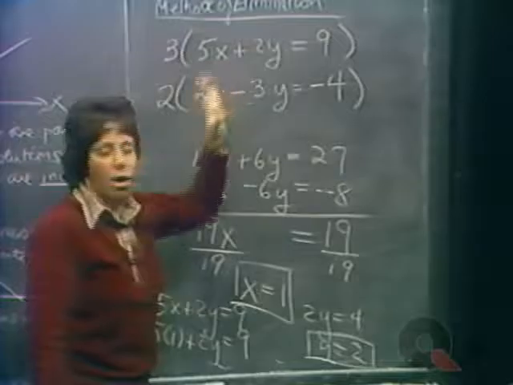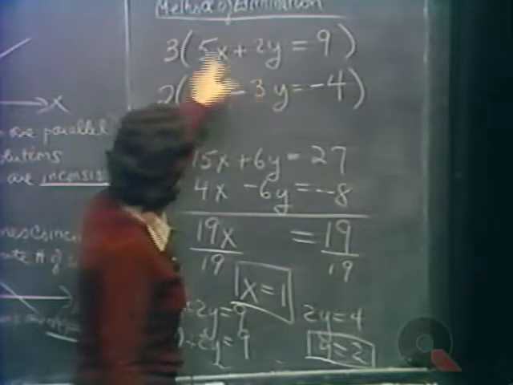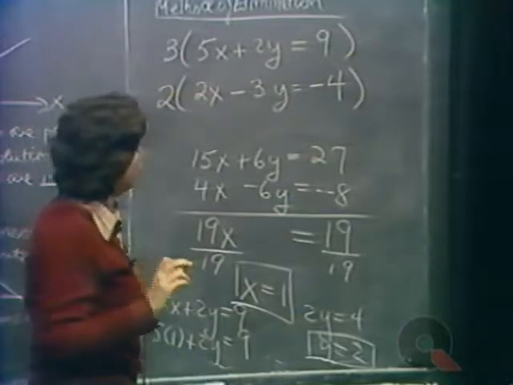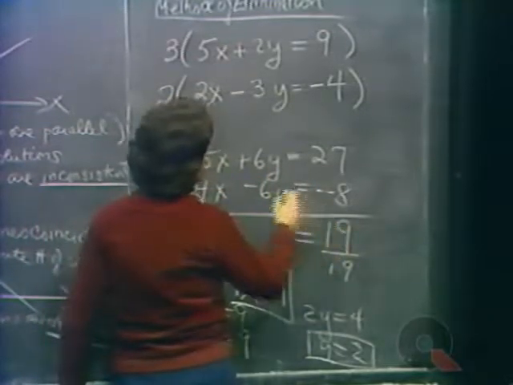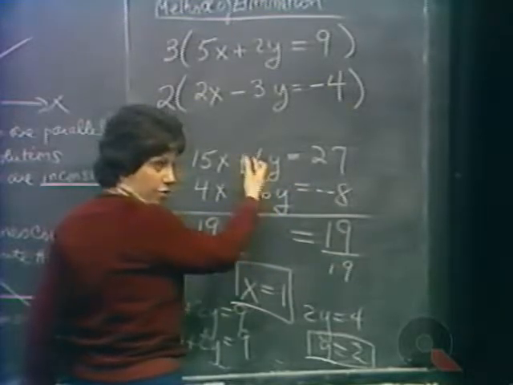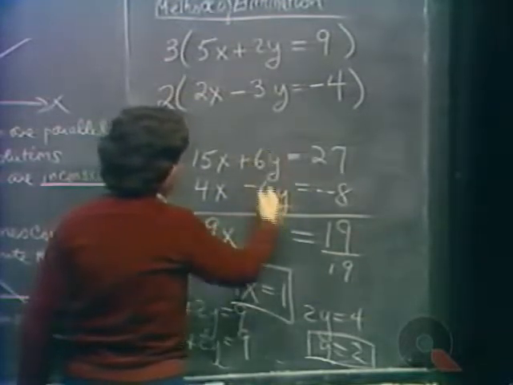Sometimes there are more efficient ways. You don't always have to use the numbers that are here in the reverse order. The trick is we'd like to produce two equations in which the absolute values of the coefficients are exactly the same in one of the variables, but they have different signs.